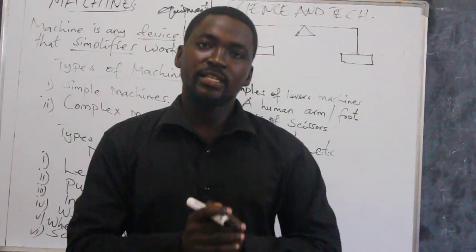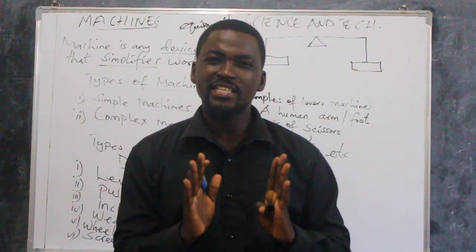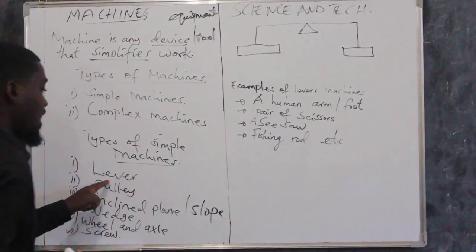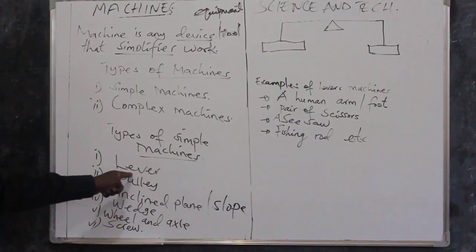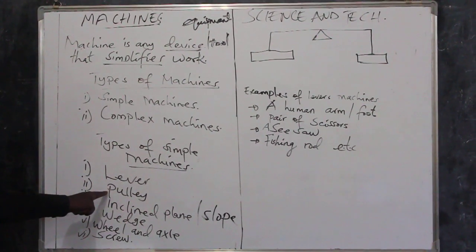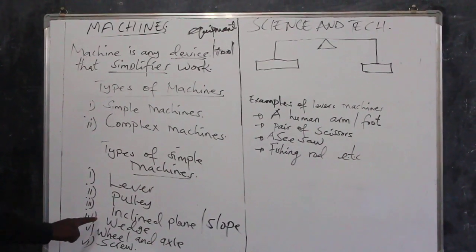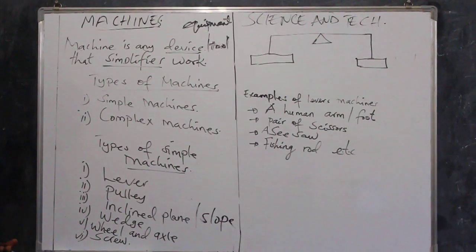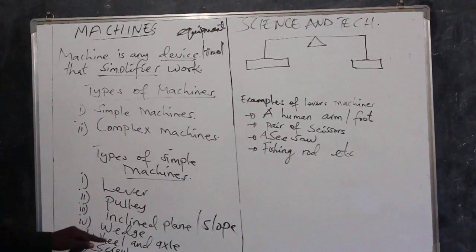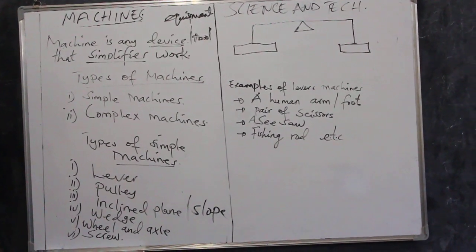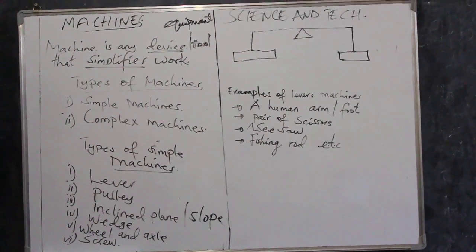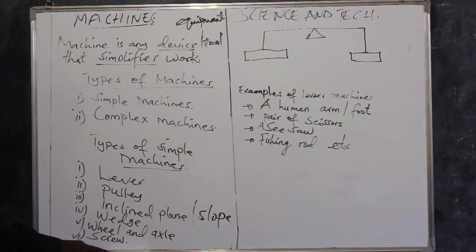There are only six types of simple machines. The first one is the lever. That is a simple machine. The other one is the pulley. The other one is the inclined plane, sometimes called a slope. The other type is the wedge. The other types are the wheel and axle, as well as the screw.